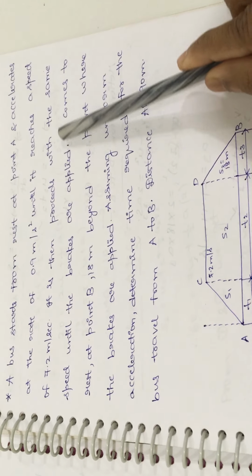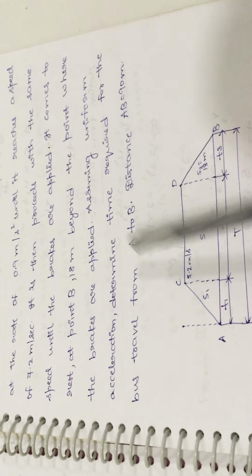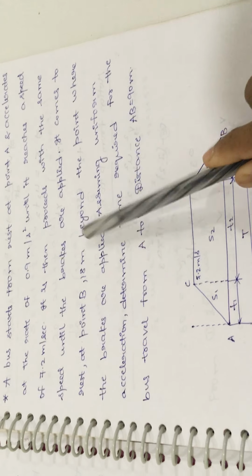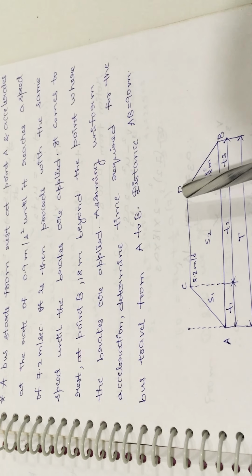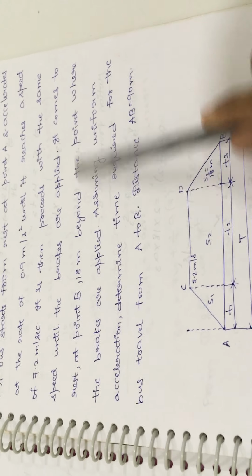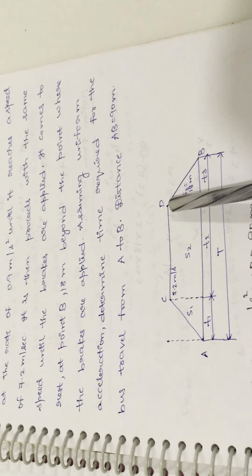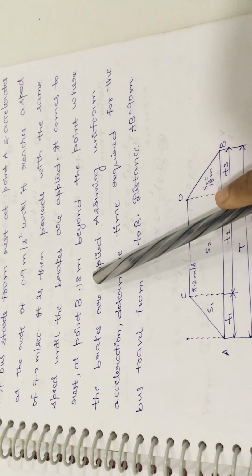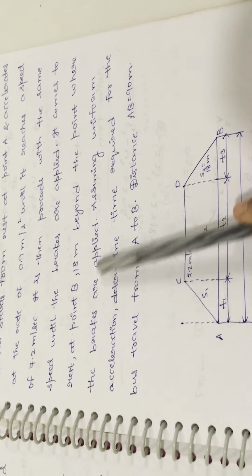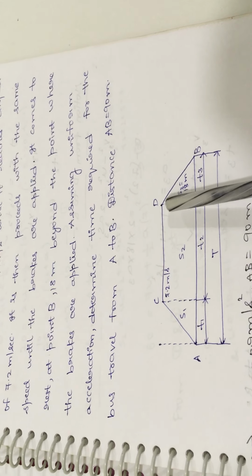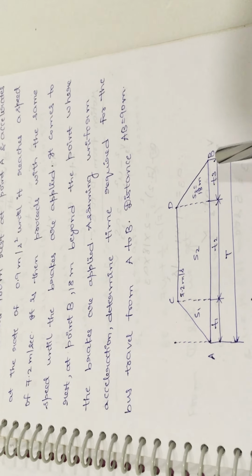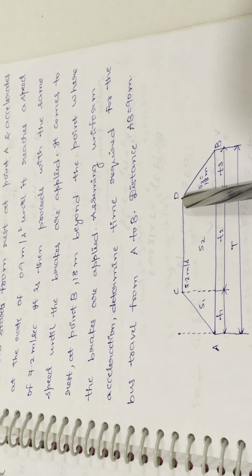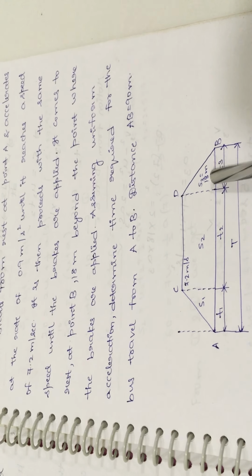Next, it then proceeds with the same speed until the brakes are applied. So it is moving with the same speed 7.2 meter per second until the brakes are applied. So here somewhere brakes are applied. Next, it comes to rest at the point B. So it is coming to rest position at the point B. Next, 18 meter beyond the point where the brakes are applied. So here from the braking point up to the rest point, the distance is given as 18 meter. So the distance from D point to B point is given as 18 meter.